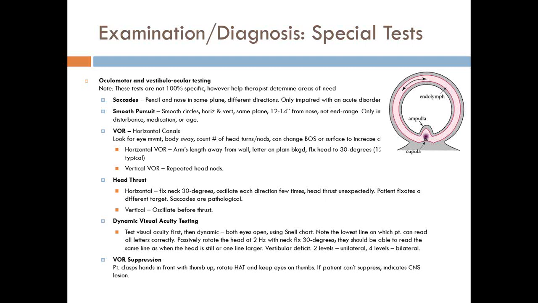This next one is one that I'd like everybody to try on their own. We're going to do the testing of the vestibulo-ocular reflex suppression. You're sitting down, and the patient clasps their hands in front of their head with their thumbs up. Keep your eye on the thumb as you rotate the whole complex: head, arms, and trunk. What you're doing is blocking out everything in the background and keeping your eye on the foreground, the thumb. If the patient is unable to do that, that indicates a CNS lesion.